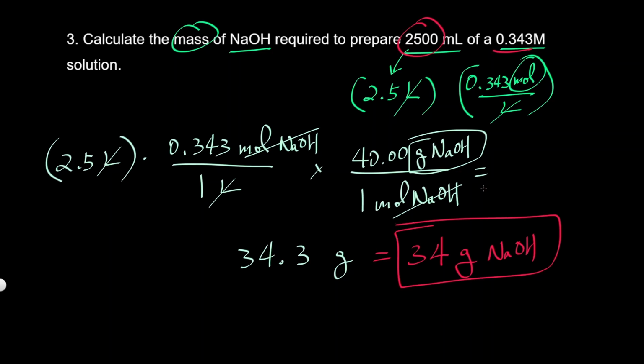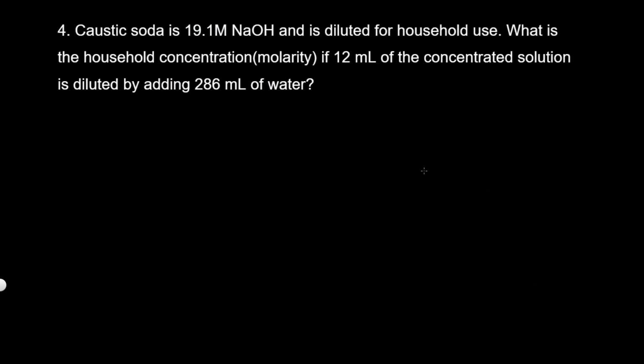Let's move on to number 4. Number 4 says caustic soda, which is 19.1 molar NaOH, is diluted for household use. Whenever you see the word diluted, it's probably adding water, and it's a dilution problem. So that means molarity 1, M1, volume 1. When you multiply these two, you're going to get the number of moles.